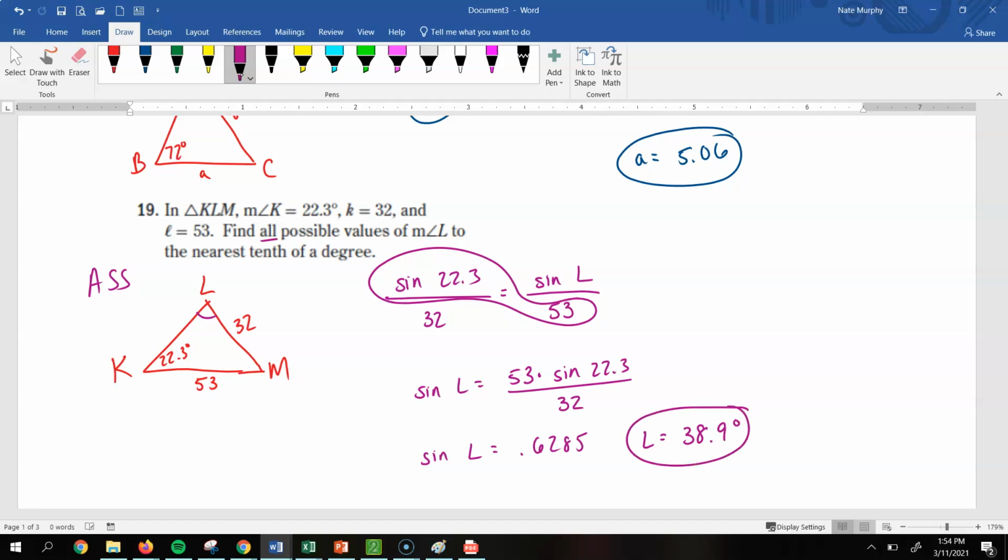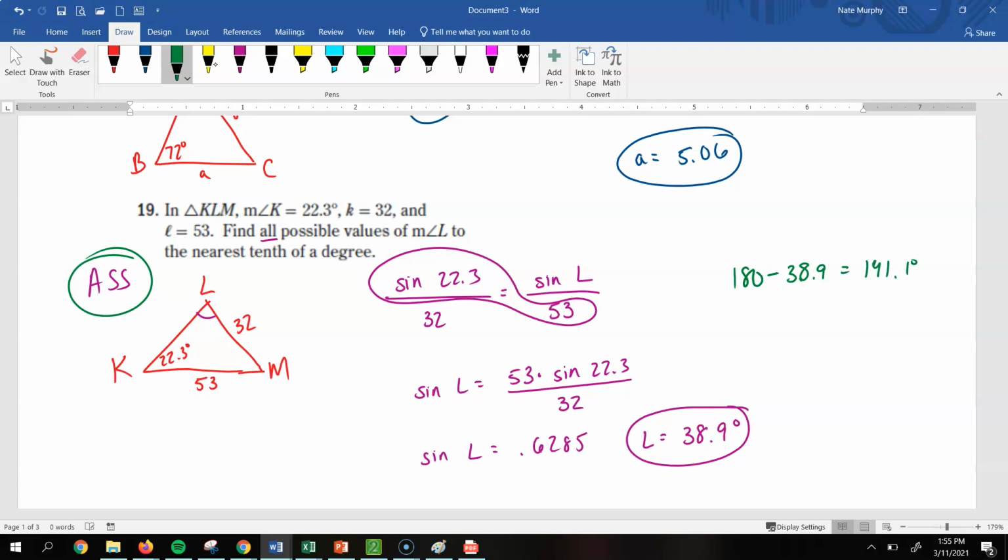Okay, so we know that angle L is for sure one possible triangle would be where angle L would be 38.9 degrees. Now I've got to figure out, is there another possible triangle that we can make from this scenario? So what we do to figure out if there's another possible triangle here, we would take whatever answer we got, and again, this only applies when it's an angle side-side situation. Take the answer that we got and subtract it from 180. So in other words, we're finding its supplement.